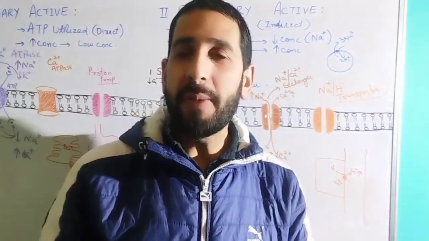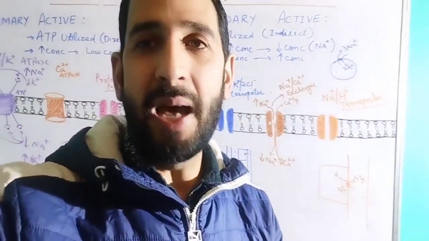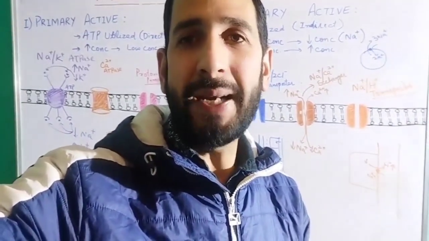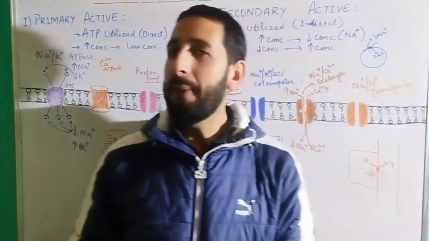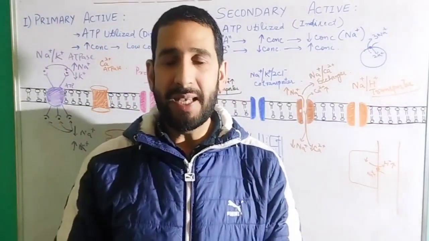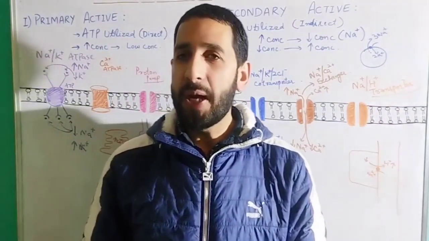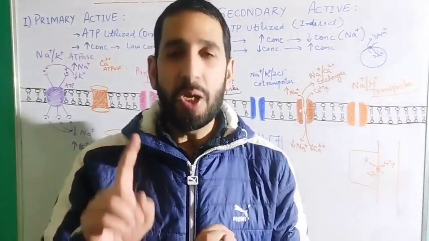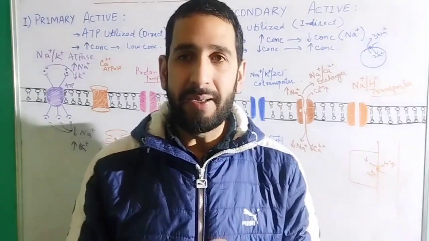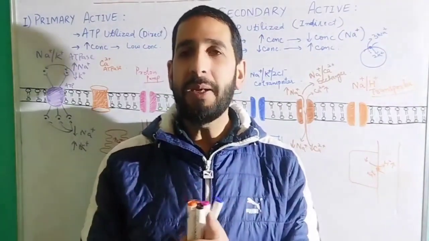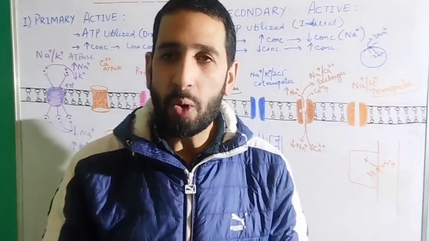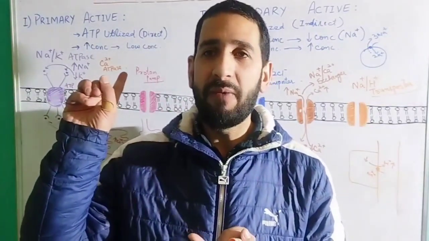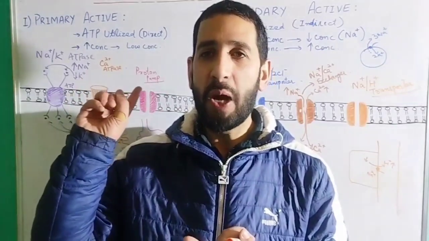Now we have talked about active transport in this class, and in active transport we have talked about two mechanisms. One is primary active transport and the second is secondary active transport. Primary active transport utilizes ATP directly, and secondary active transport utilizes ATP but indirectly. And in both, there can be transport from low concentration to high concentration. But remember, in primary active transport, there will always be transport from low to high concentration.